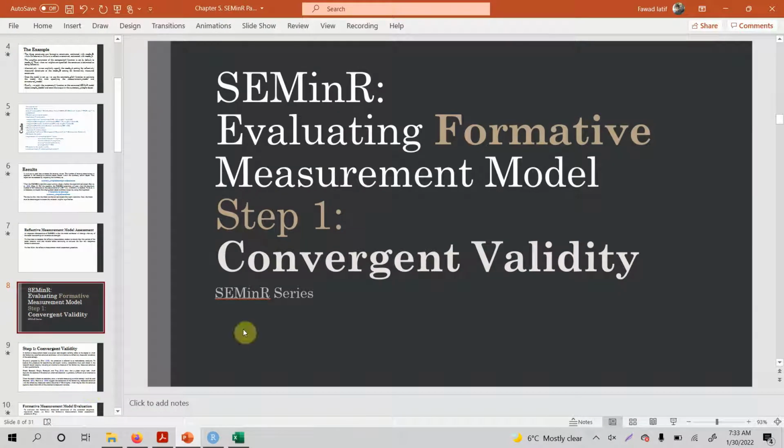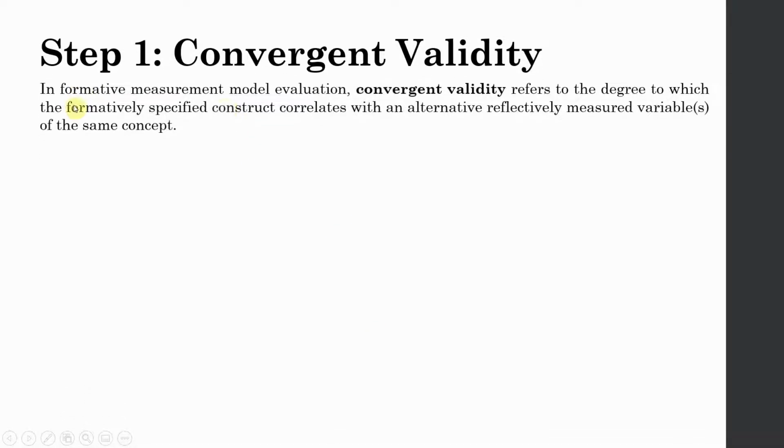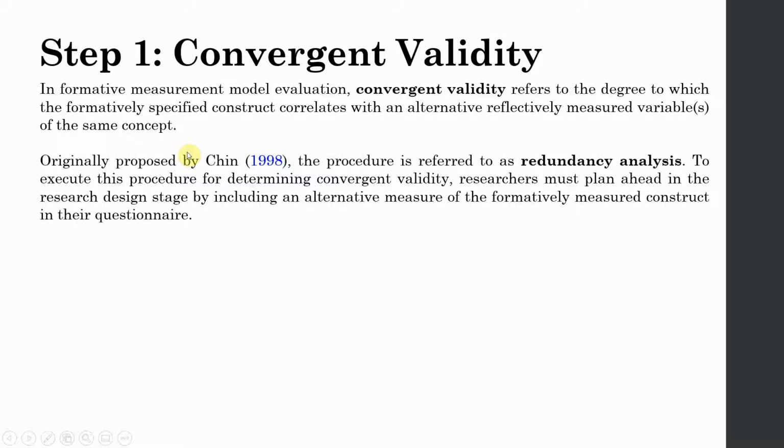Now let's move to our step 1, that is establishing convergent validity. So the step 1 in evaluating formative measurement model is establishing convergent validity. But this is not done through AVE in case of formative measurement models. In formative measurement model evaluation, convergent validity refers to the degree to which formatively specified construct correlates with an alternative reflectively measured variable of the same concept. Now, this was originally proposed by Chin. The procedure is referred to as a redundancy analysis.